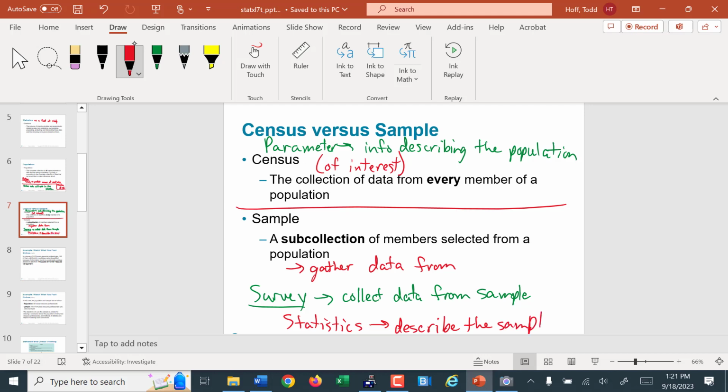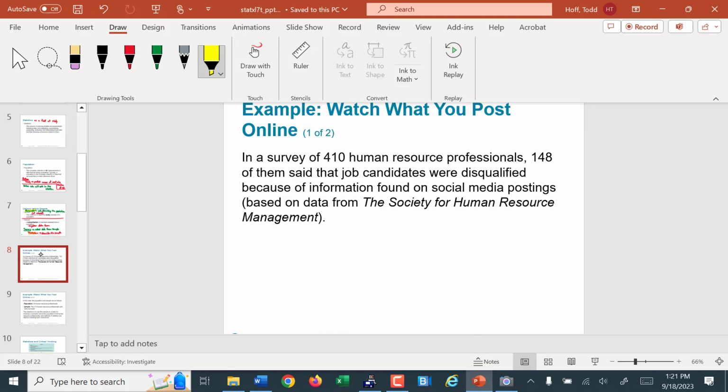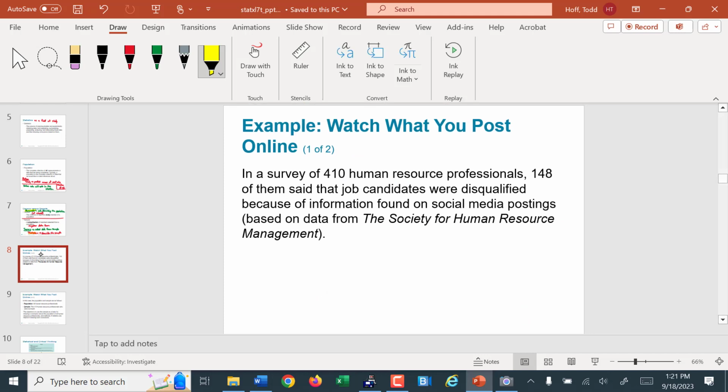So one of the goals of collecting a good sample is to make sure that the sample statistics are very, very close to the population parameters. We talked about estimating and drawing conclusions. One of the main conclusions we want to draw is we want to estimate the population parameters using those sample statistics. So here's an example.